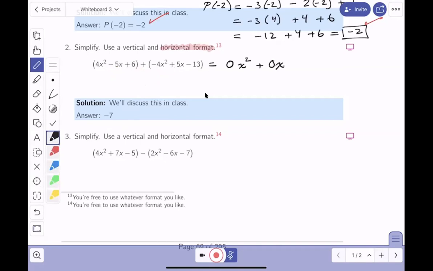Let's keep scanning it left to right. I see a 6 plus a -13. Well, 6 plus -13 is going to be -7. Of course, what does this give us? -7, because there are no x squareds and there's no x's. Again, look at the key to make sure you can agree with that.